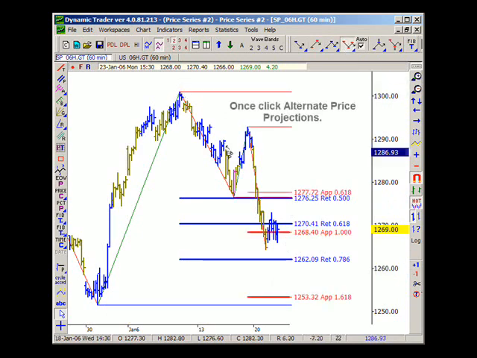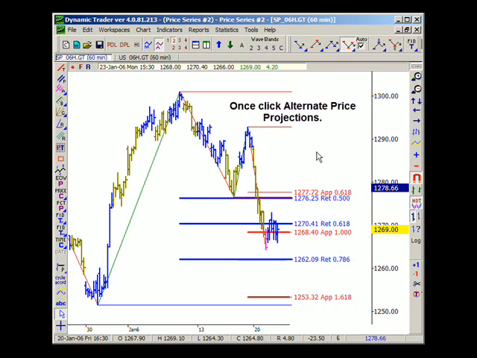It's one click. And we've built into the routine for it to identify the pivots, make the projections, and display whatever series of ratios you want on the chart all at one time. So once again, here the alternate price projections are all in red, giving the exact price and the exact ratio, cleanly and neatly shown on the chart.